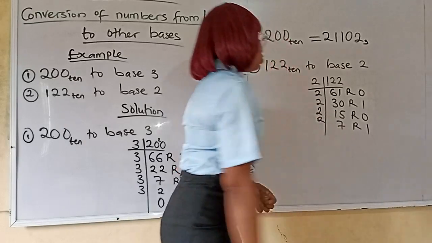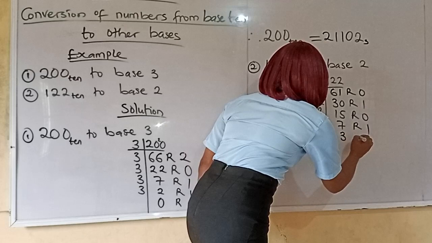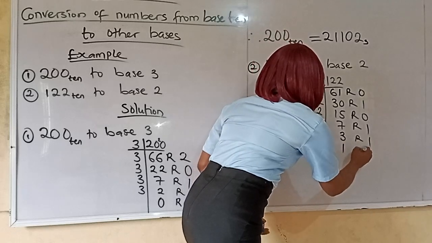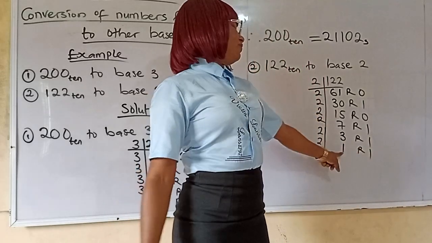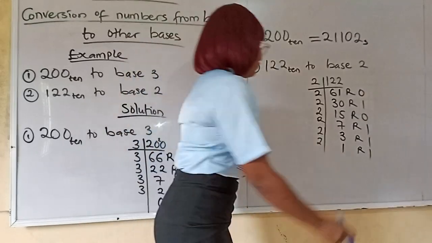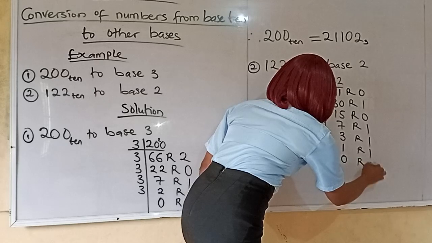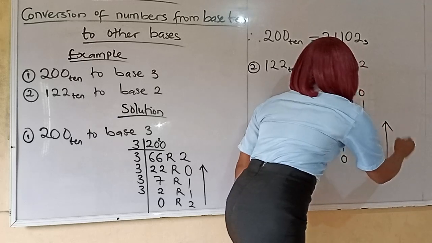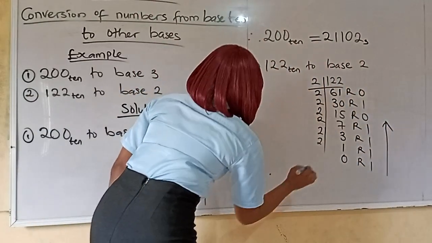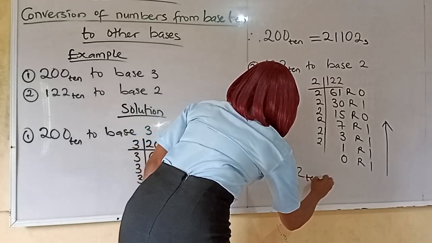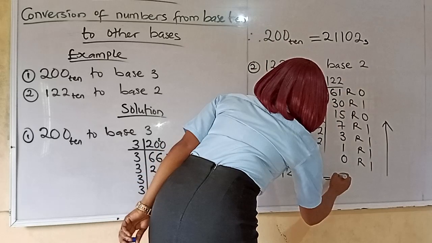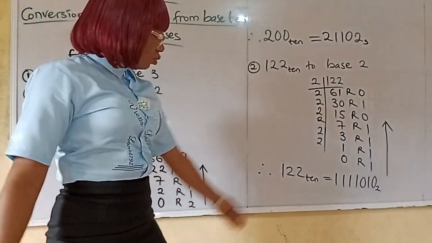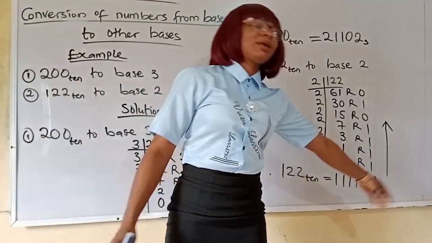2 again, 2 into 7, 2, 1 is 2, 2, 2 is 4, 2, 3 is 6. So it's 3, remainder 1. Okay, 2 into 3. 2 can only break 3 one time, remainder 1. Can 2 divide 1? We said no. So if 2 cannot divide 1, we drop a 0 and bring down the number it could not divide. And this is our answer, read from bottom to top. So you conclude that 122 in base 10 is the same as, reading it upward, 1111010 in base 2.